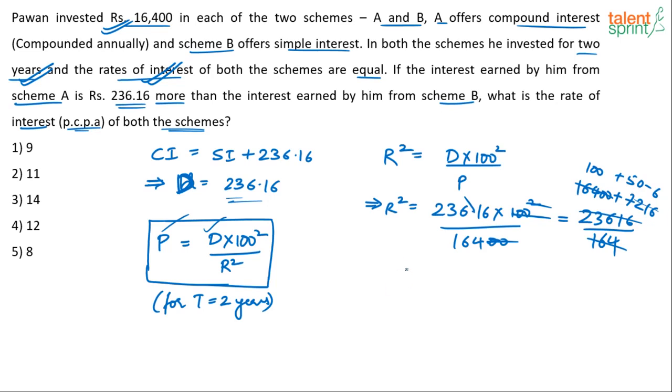So R squared is 144. That's it. There ends the matter. R should be 12. The rate of interest squared is 144. 144 is what squared? 12 squared. So the answer to this question should be 12% per annum.